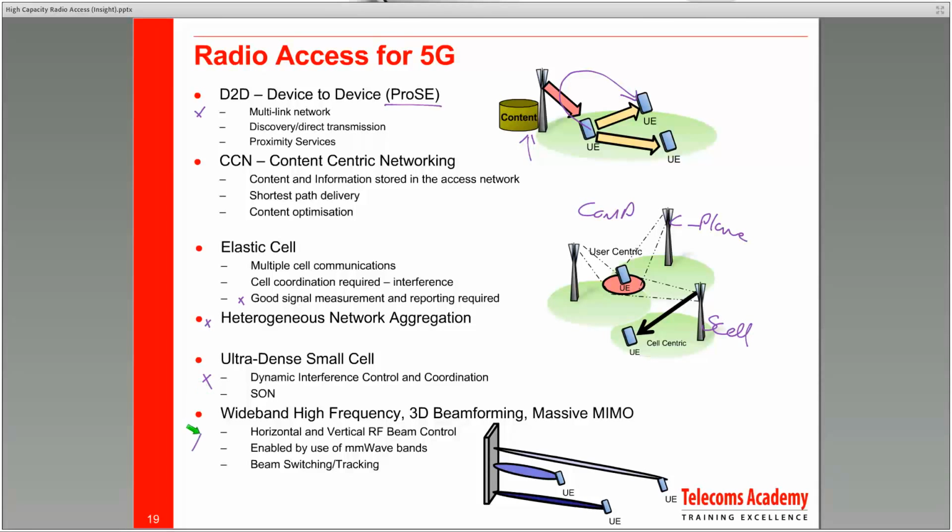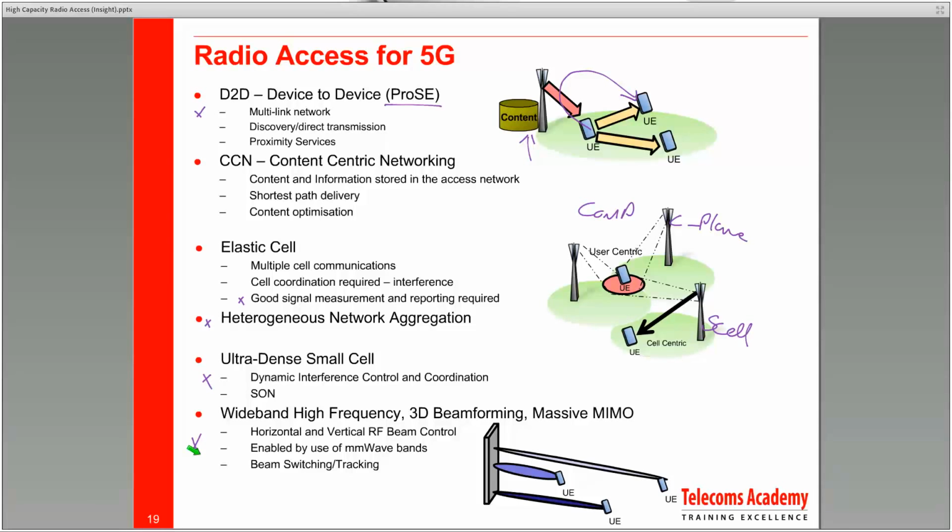And then, because we're probably going to be using much, much higher radio frequencies, we're up there into the sub-millimeter band, then we're able to make use of much cleverer antenna techniques. So 3D beamforming, massive MIMO, as they call it, beam switching, tracking, those kind of things, which are ideal for very short range indoor type environments.